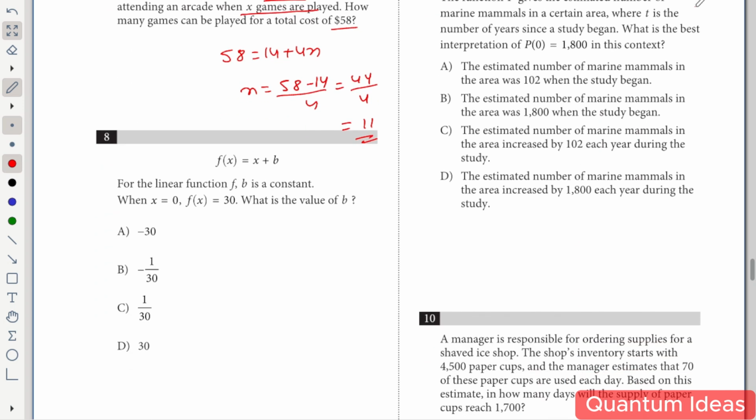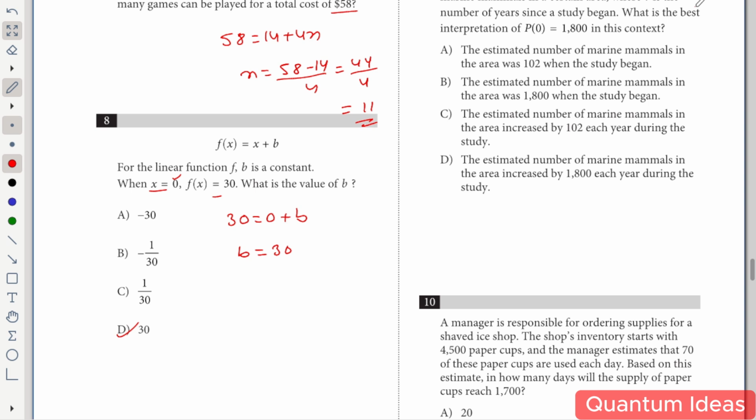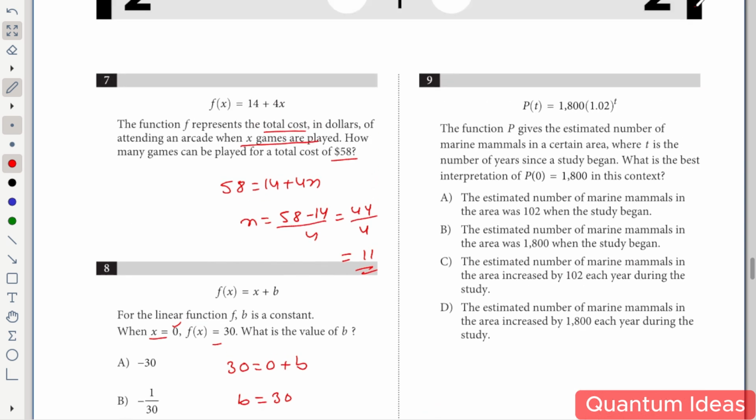For the linear function f, b is a constant. When x equals 0, f of x equals 30. What is the value of b? Plug in x equals 0 and f of x as 30. So this is 30 when x is 0, so b is basically 30. So b equals 30 is our answer. Let's move to number 9.